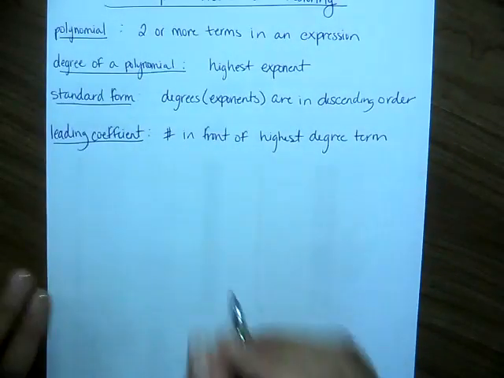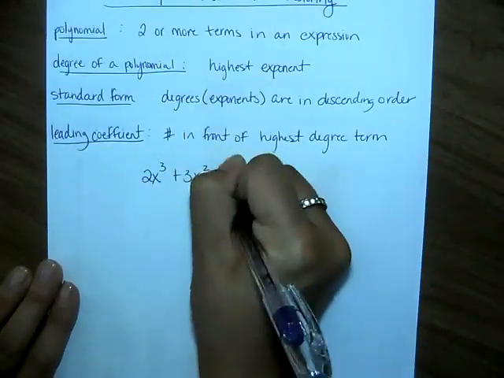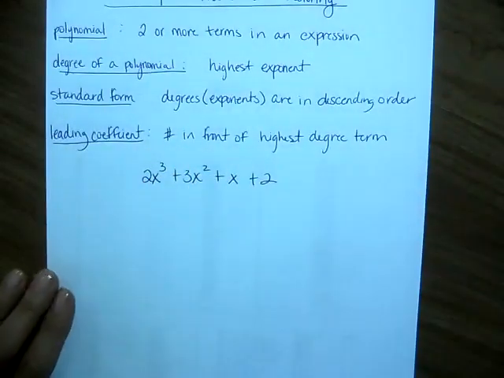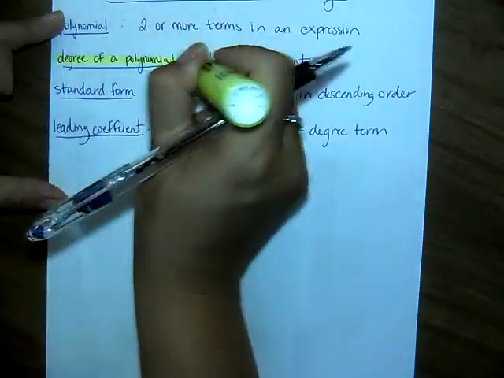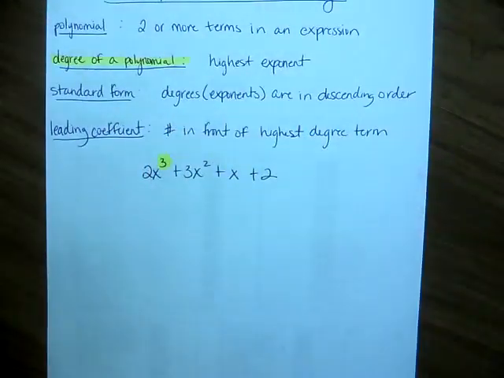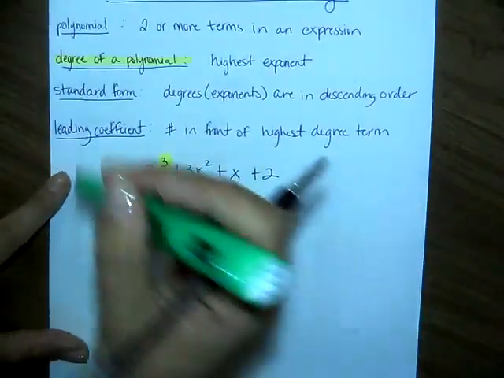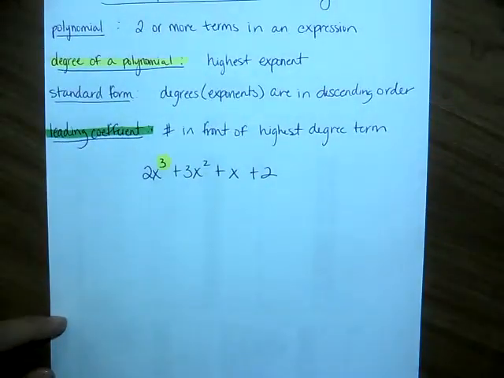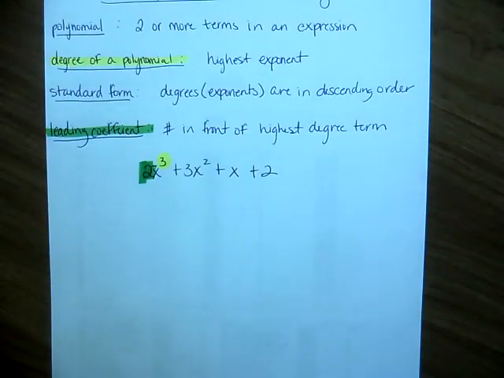Okay, so let's take a look at a polynomial. Let's look at 2x cubed plus 3x squared plus x plus 2. Okay, so the degree of the polynomial is your highest exponent. So that means that the degree of this polynomial is 3. Okay, and then the leading coefficient is the number that is in front of your highest degree term. So that means the leading coefficient here is 2.